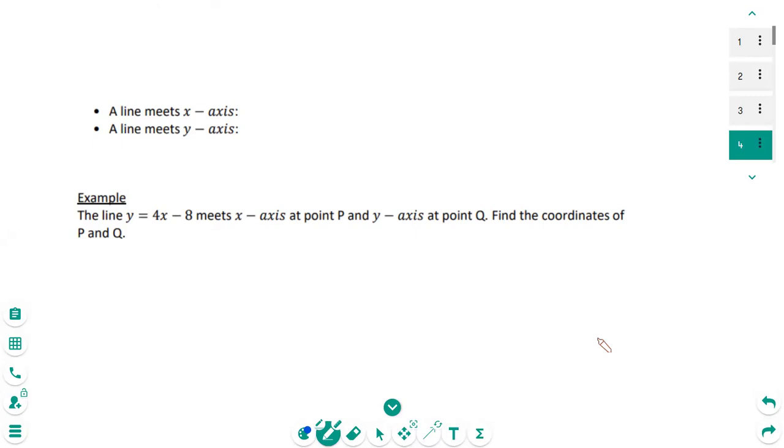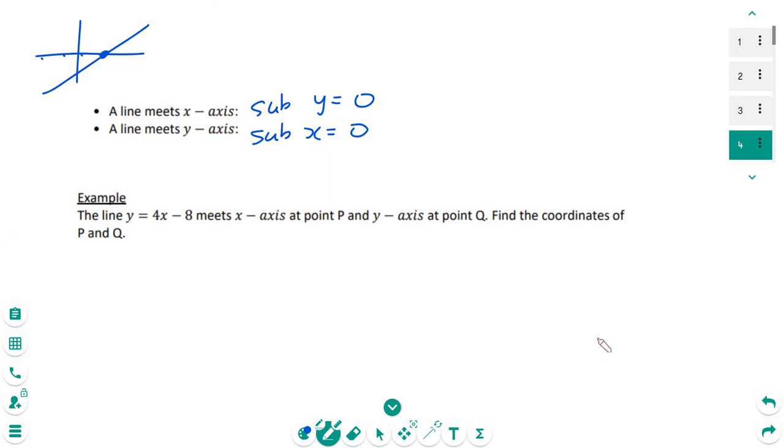Next one: when the line meets the x-axis. Now, think about this. On the coordinate axis, when the line meets the x-axis, think about what happens to the coordinates on the x-axis. On the x-axis, the y is always 0. Hence, the x-axis is also known as y equals 0. So when the line meets the x-axis, substitute y equals 0. When the line meets the y-axis, you want to substitute x equals 0.